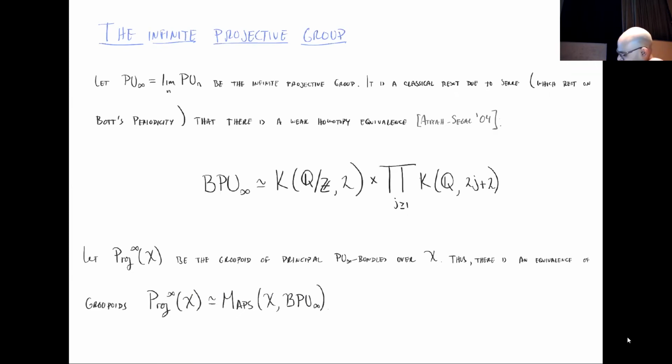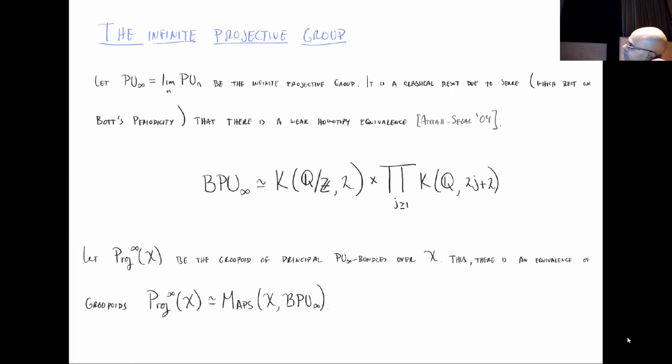So to deal with these finite dimensional projective bundles, it is convenient to introduce the infinite projective group, which is just the limit of these PU(n)s. And the homotopy type of the classifying space of PU infinity, defined in this way, is known to split as a product of Eilenberg-MacLane spaces, and this is a classical result due to Serre, which ultimately rests on Bott's periodicity theorem. And then we have this splitting of BPU infinity as a product of Eilenberg-MacLane spaces, all in even dimension. And in dimension bigger than 2, the coefficients are just the rationals.